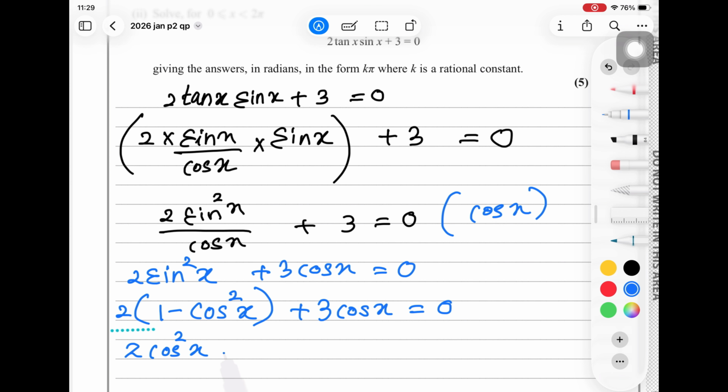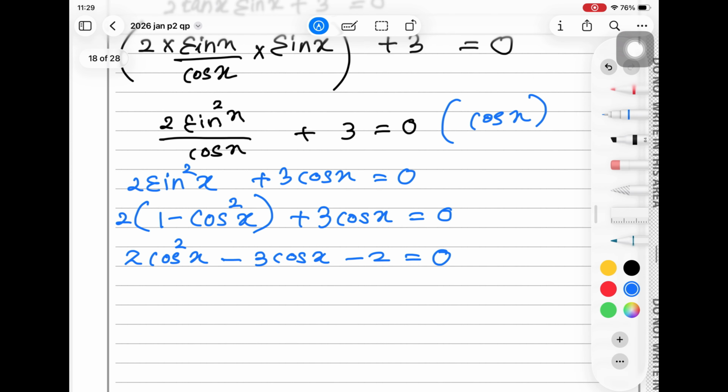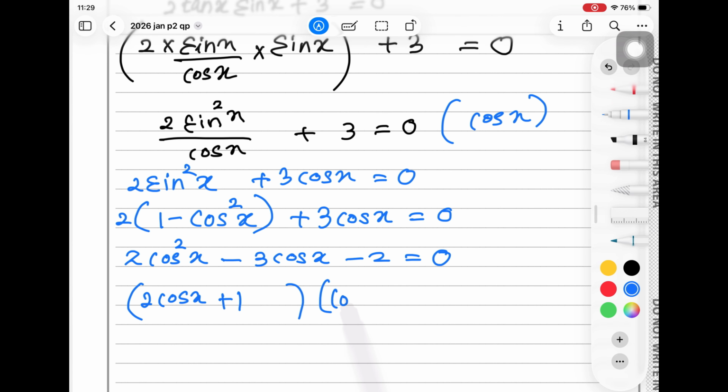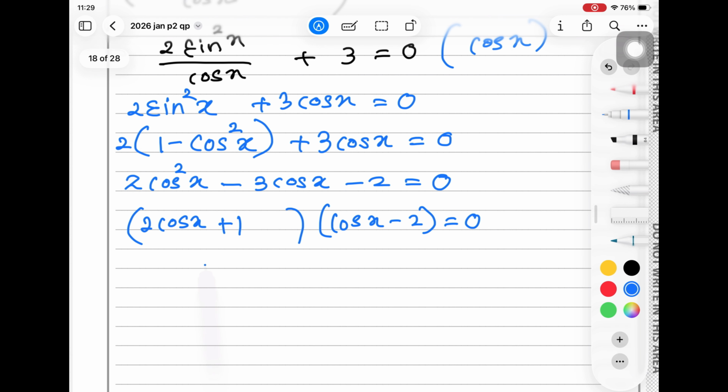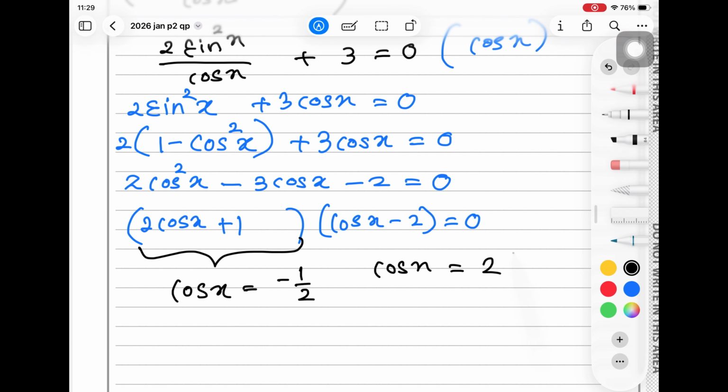Because this simplification is pretty simple, we're going to get 2 cos squared x minus 3 cos x minus 2 equals 0. So now let's do the factorization. This factorization can be done easily. Once we did it, we're going to get one answer as this, and the other answer as cos x minus 2. This one says cos x is negative half, and the other one says cos x equals 2.